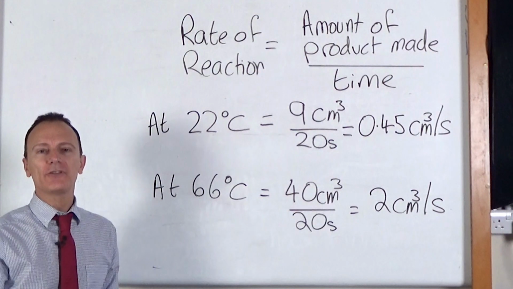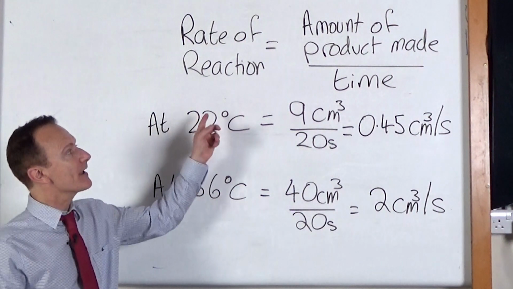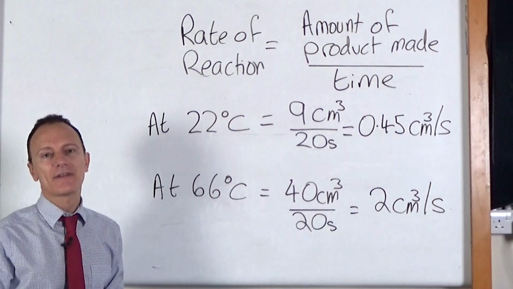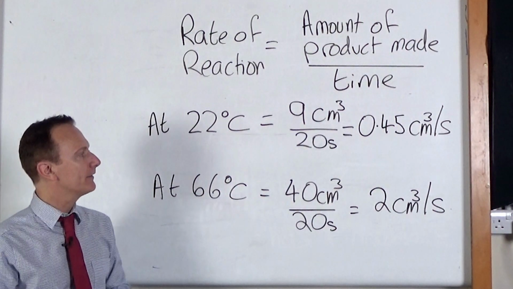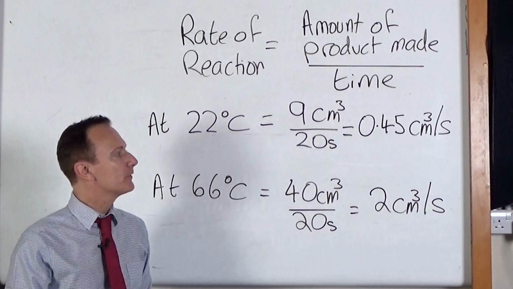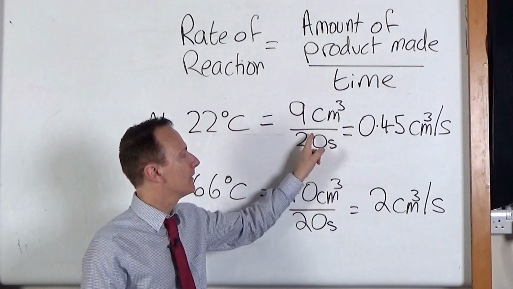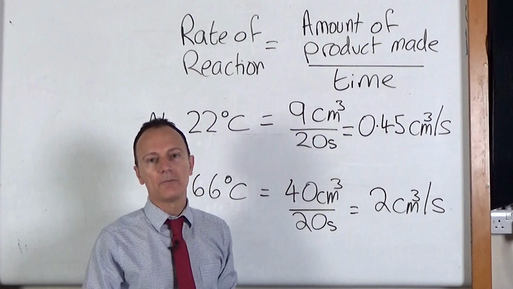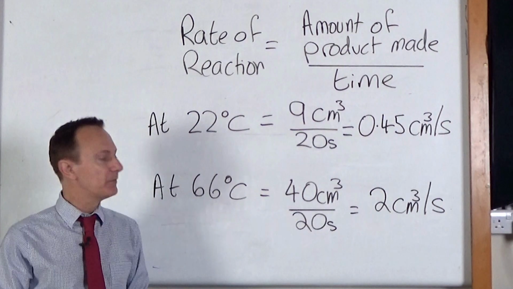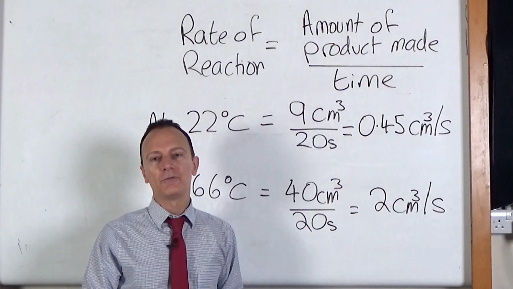We can now use the equation to work out the rate of reaction at the two different temperatures. So remember, the rate of reaction is the amount of product made divided by time, in this case the volume of gas divided by time. So at 22 degrees we made 9 centimetres cubed of gas in 20 seconds, so 9 divided by 20 is 0.45, and the units are going to be centimetres cubed / seconds, so centimetres cubed per second. And at the higher temperature we made 40 centimetres cubed of gas divided by 20 seconds, the time, and that is 2 centimetres cubed per second.